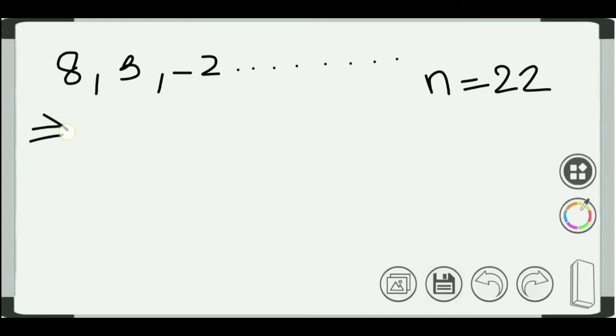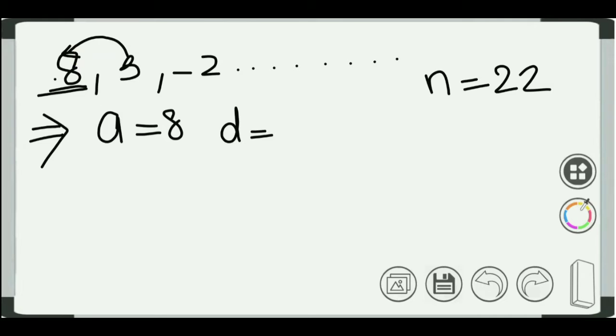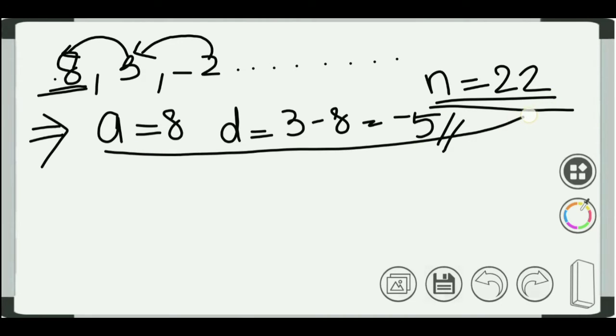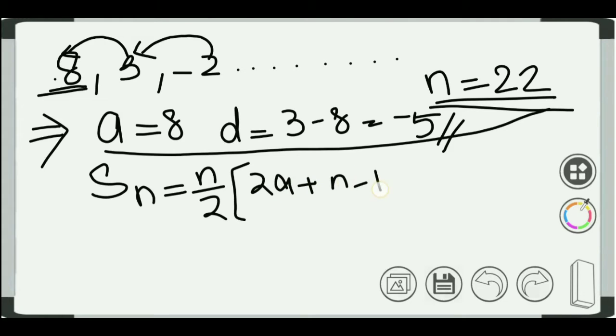And you can write down the given details. What are those? a is equal to, first term is given as 8. Then what is the common difference d? Second term minus first term, or you can take third term minus the second term, that means any term minus the preceding one. So 3 minus 8 is equal to minus 5. So you got the common difference as minus 5, first term as 8, and your n is equal to 22. Now you can substitute these values in sum formula. What is sum formula? Sn is equal to n by 2 into 2a plus n minus 1 into d.